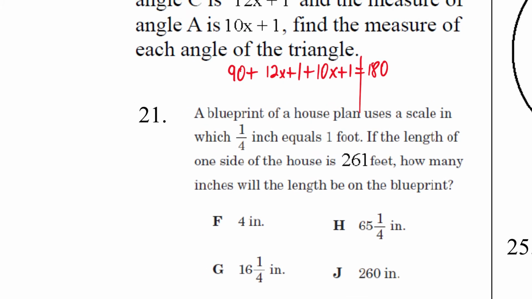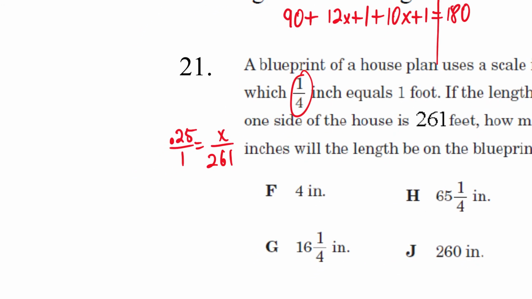Okay, number 21. Well, quarter inch, which I'm going to convert to a decimal. Quarter inch represents 1 foot. And so we want to know how many inches for 261 feet. And so this is like we did yesterday. You're going to cross multiply here and solve for x, which that one's very simple.